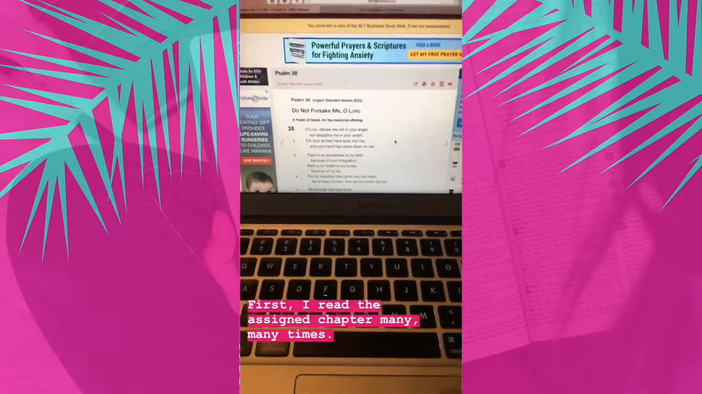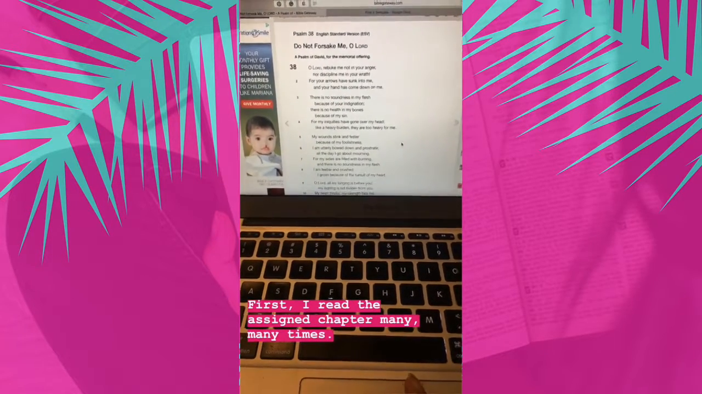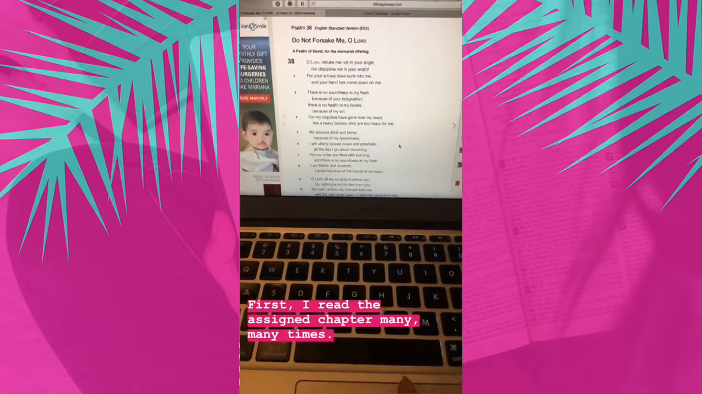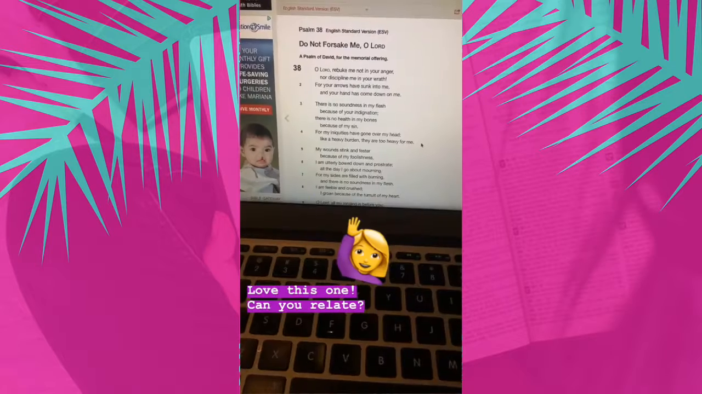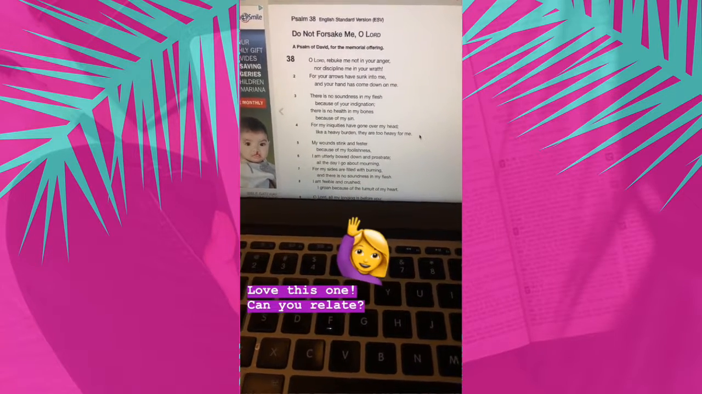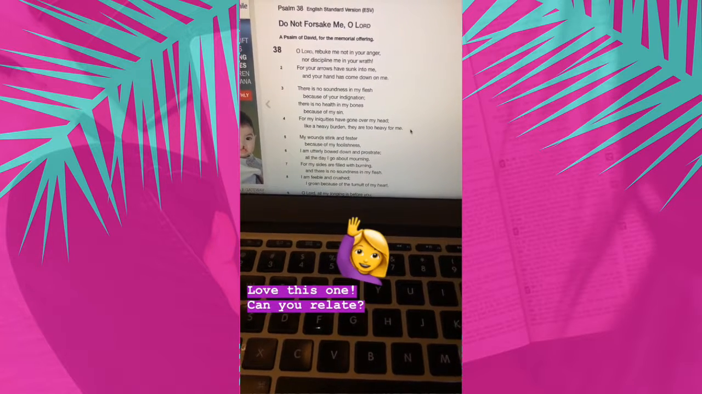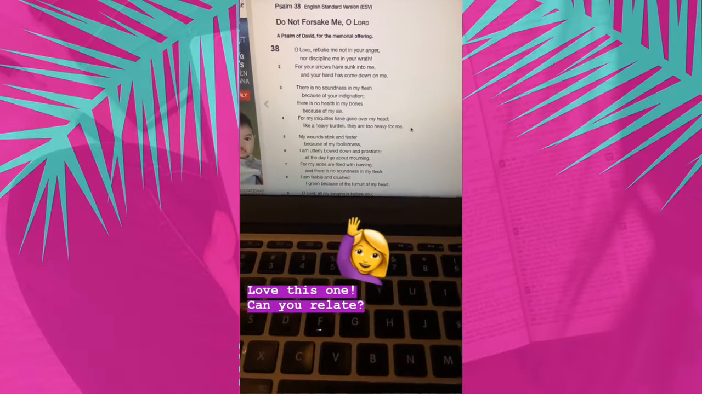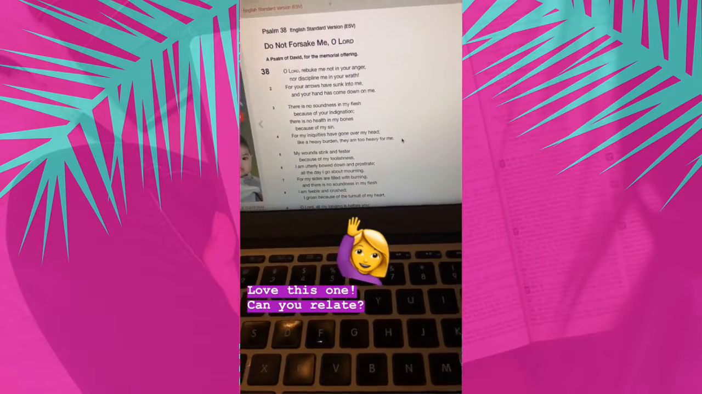The first thing I like to do when I get an assignment is to read the chapter I have to teach over and over, just to see if I'm familiar with it already and get a feel for what's being said. From my previous studies, I recognized this psalm as one when David was struggling with hidden sin and he was just praying out and asking God to forgive him and to not abandon him. So this is a really good one. I mean, all of them are good.